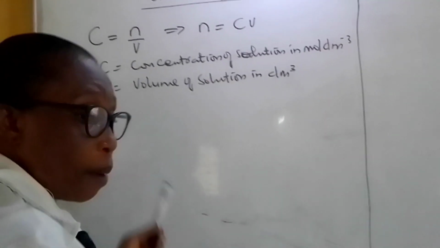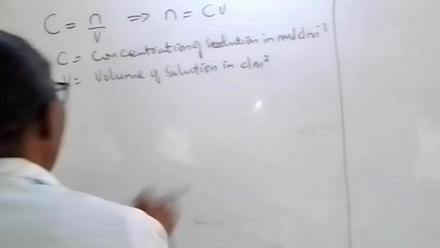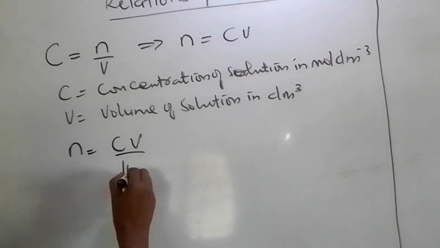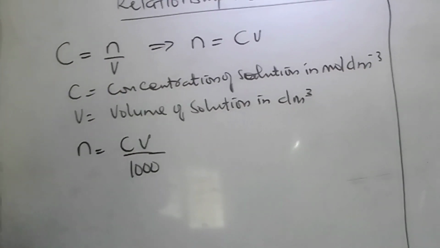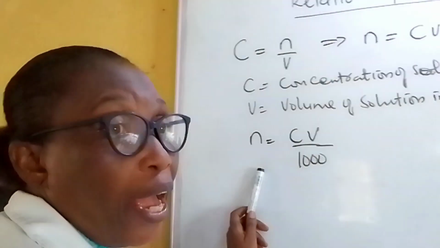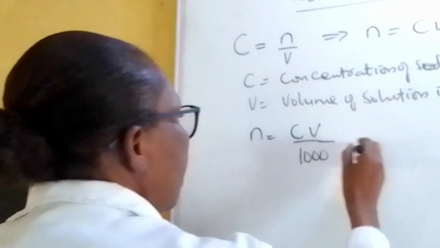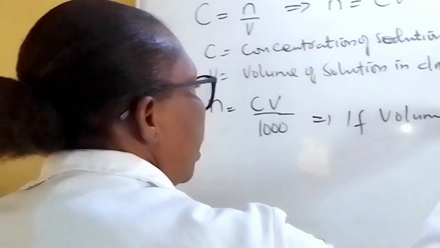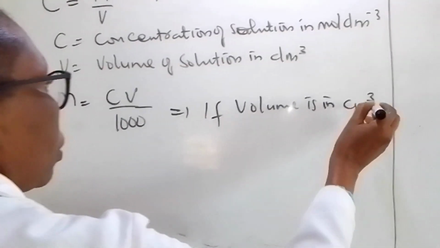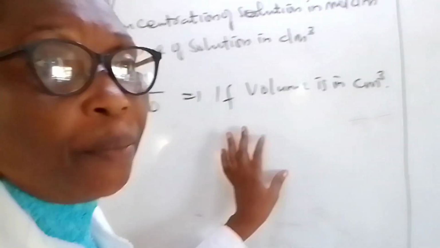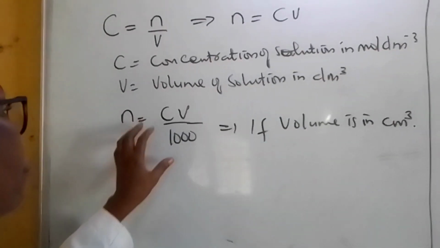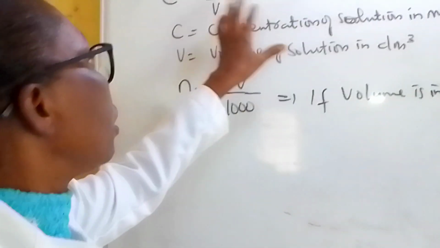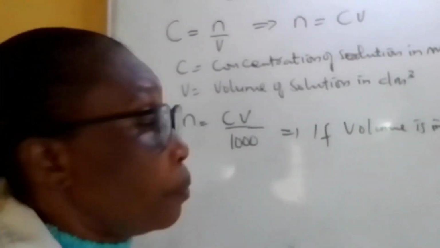This formula can be changed to n equals CV over 1000 if the volume is in cm cube. So when the volume of the solution is in cm cube, use the formula n equals CV over 1000. But if the volume is in dm cube, use the formula n equals CV.